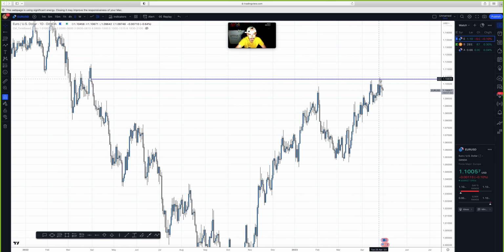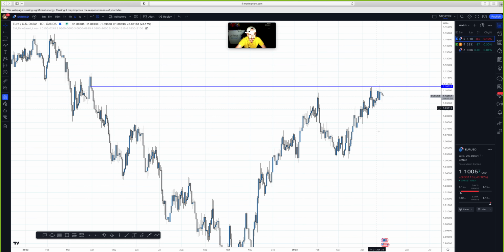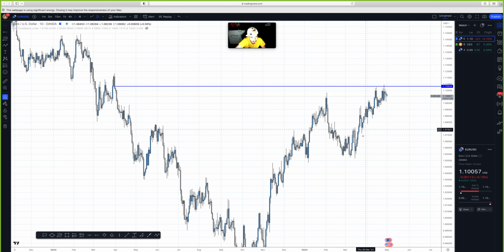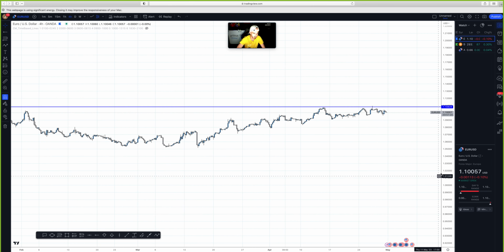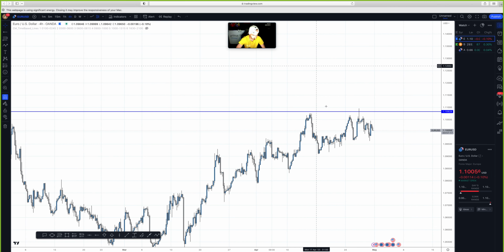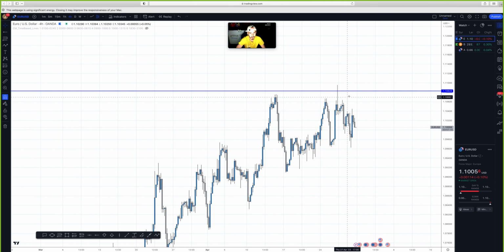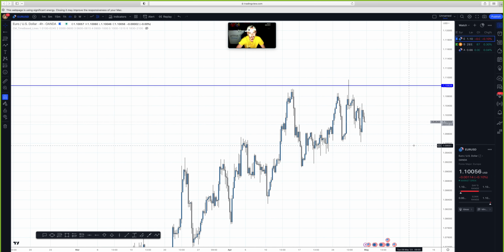So notice on the daily, we're touching this area here and we're getting this bearish reaction off of it. As far as the daily goes, I don't see any areas of demand here that I want to mark. We could break this down a little bit more on H4. So on H4, let's check this out. What we're working with is this.